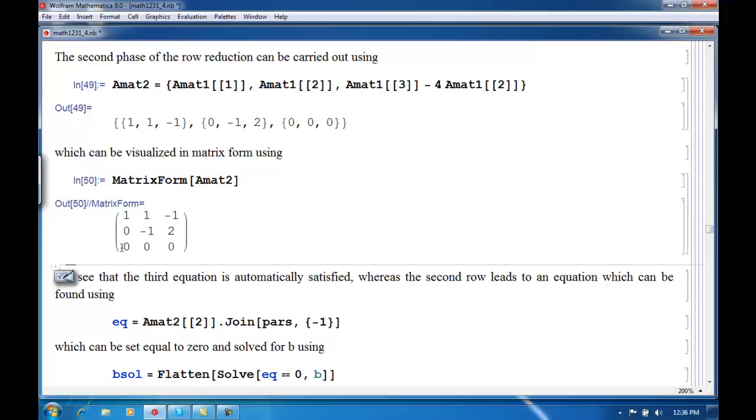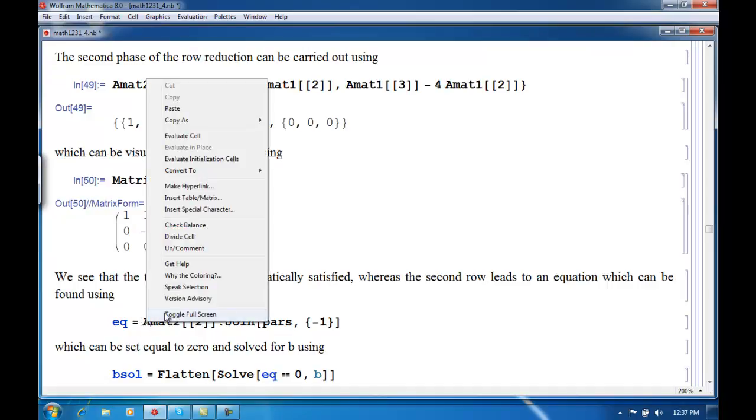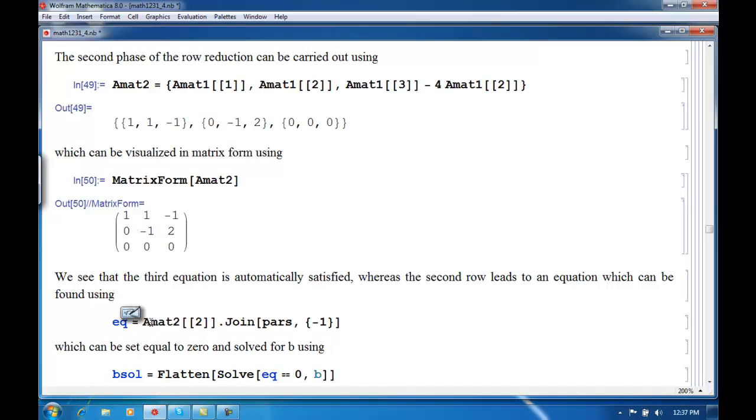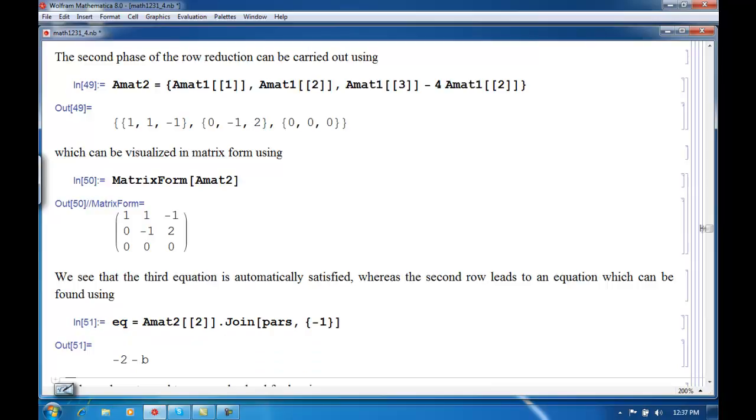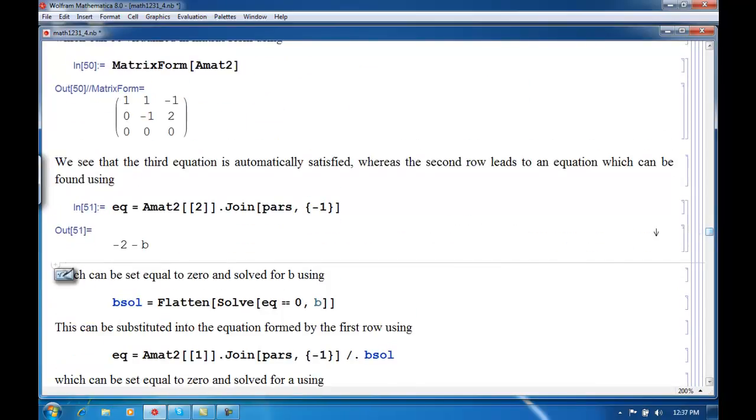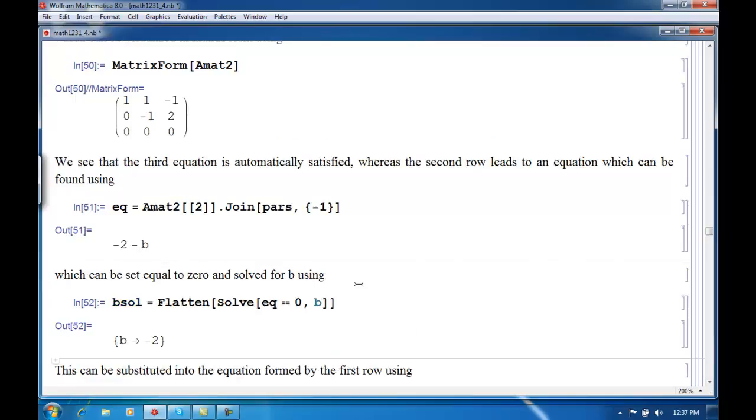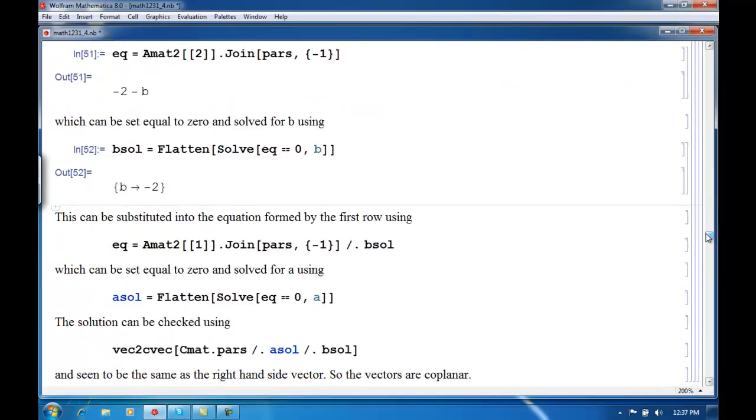Well, we can interpret this as an equation which says that 0 equals 0, so that's good. And now we can look at the second row here and regenerate the equations. So we take the second row of the matrix and multiply it by the vector which consists of the parameters and -1 added to them, and that will give me that, which tells me that b is equal to 2, which we can generate like that.